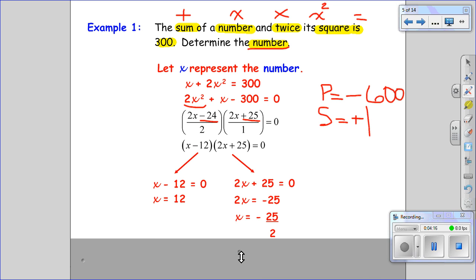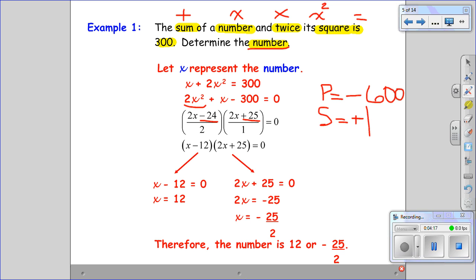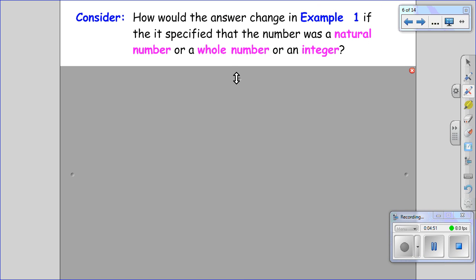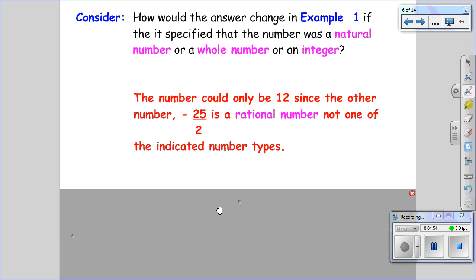And I can write a nice therefore statement and say the number has to be 12 or negative 25 over 2. If the question was worded differently, if it said the sum of a whole number, or the sum of an integer, or the sum of a natural number, and twice its square was 300, I would have one answer that would be inadmissible. And that would be this answer right here, x equals negative 25 over 2. The reason for that is that number is not an integer, it's not a whole number, and it's not a natural number. So again, if I change the question, then that answer would be inadmissible.